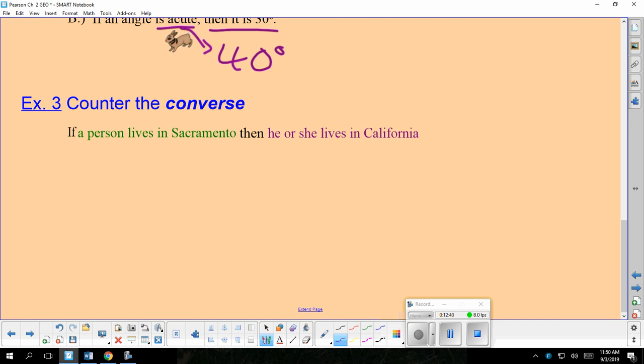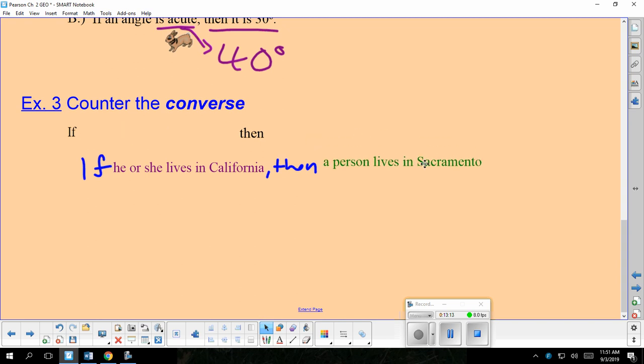If a person lives in Sacramento, then he or she lives in California. So what would be the converse? You want to say that aloud? Converse: flip the hypothesis and conclusion. The converse looks like this: if he or she lives in California, then the person lives in Sacramento. Is that true?